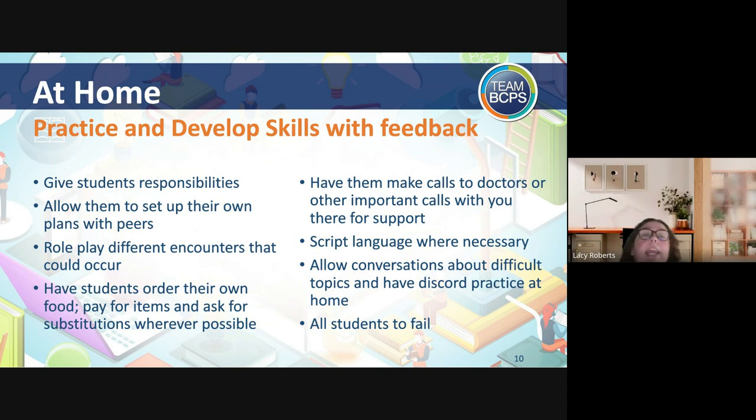At home, we ask you to practice and develop skills with immediate feedback wherever possible. We want you to give your student responsibilities. We want you to allow them, where appropriate, to set up their own plans with their friends or with other kids in their class to maybe finish an assignment or work on a project. We want them to role play different encounters that could occur. We want students to order their own food, pay for items, ask for substitutions, no mayonnaise. Wherever possible, we want them to do things that they're going to have to do as productive citizens.